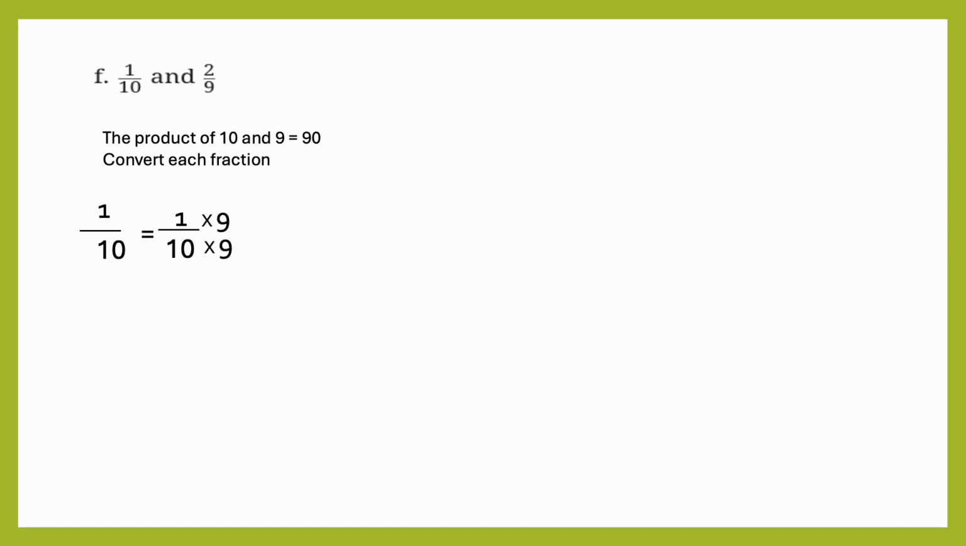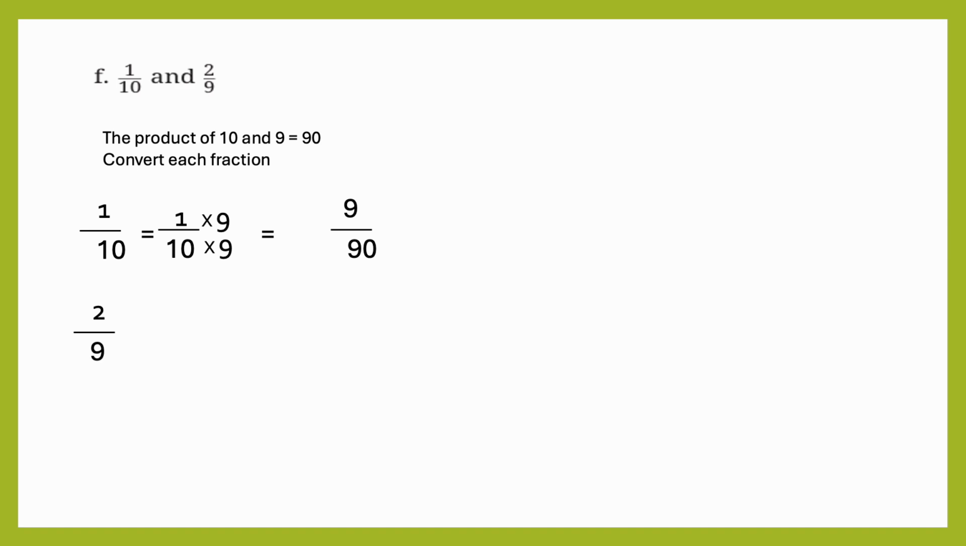Next we have 1 by 10 and 2 by 9. The product of 10 and 9 is 90. Then convert each fraction. 1 by 10, convert this fraction such that the denominator is 90. 10 into 9 is 90. So multiply both numerator and denominator by 9. So 1 into 9 is 9. 10 into 9 is 90.